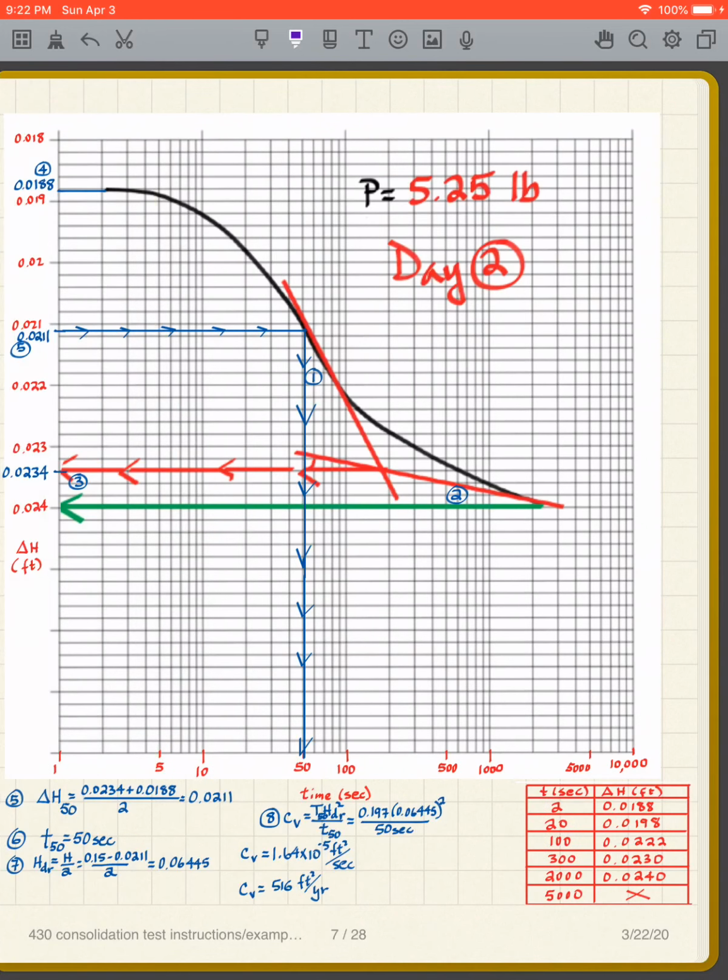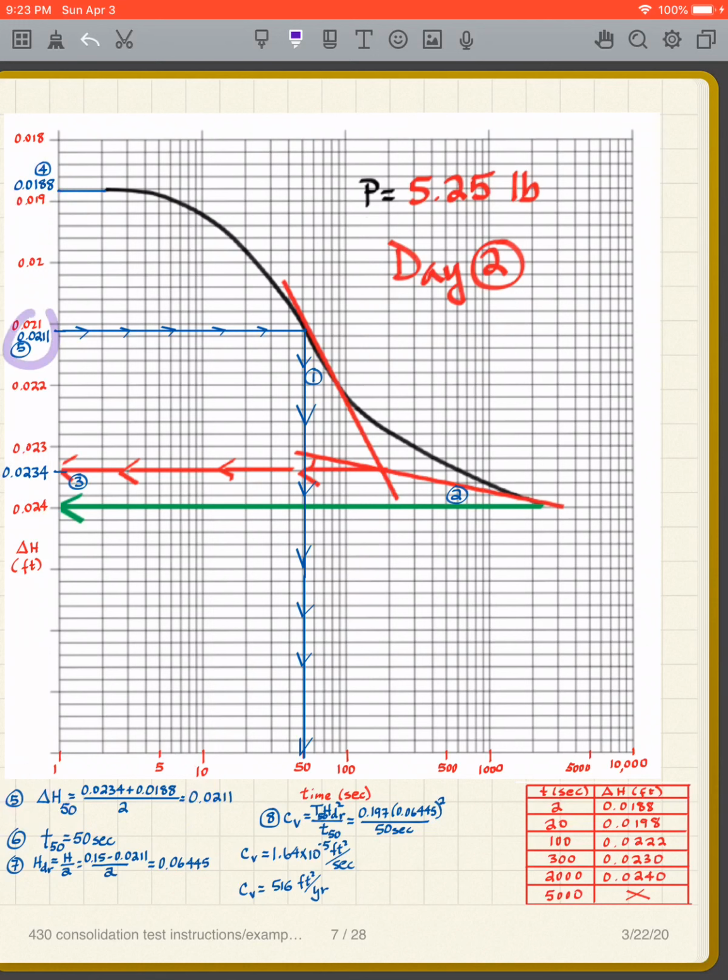And similarly, we can do the same thing for day 2. So it goes like this. Step 1, draw that tangent. Step 2, draw that tangent. Step 3, take the intersection point, go over here, get that value. Step 4, get the value up here. Step 5, take the average of those two. Take the average of this one and this one. I get 0.0211.